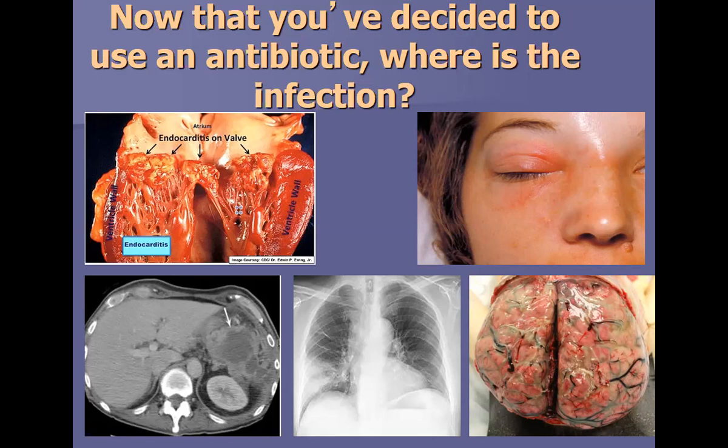So endocarditis, cellulitis, periorbital cellulitis, meningitis. This is actually from an autopsy that I worked on.